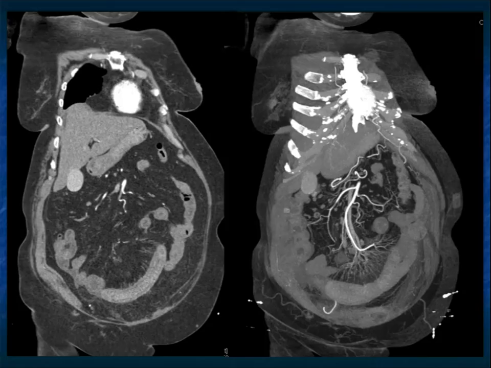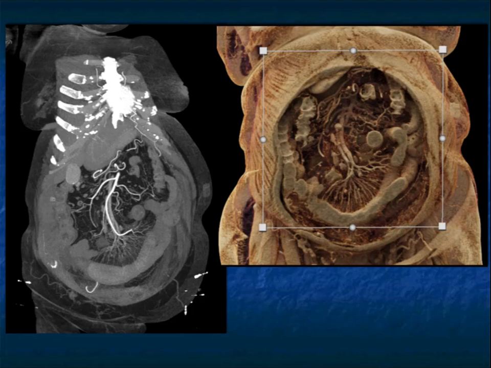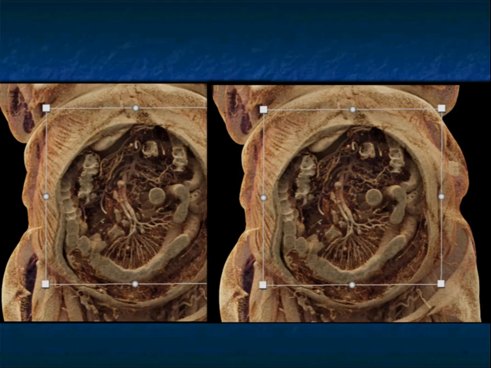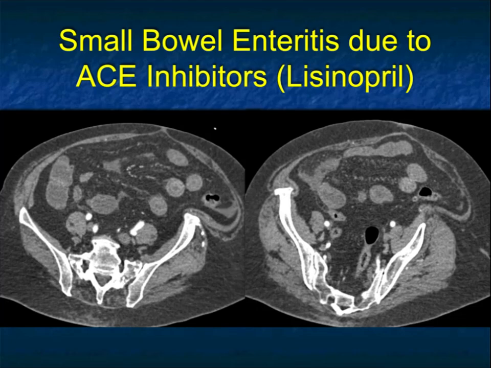The patient has no history of malignancy. What am I looking at? Really thickened, inflamed bowel, prominent vessels, really impressive on the cinematic rendering. You can see also a few small nodes in the mesentery, but the key findings are the bowel wall thickening, the stretching of the vessels, the prominent vasa recta.